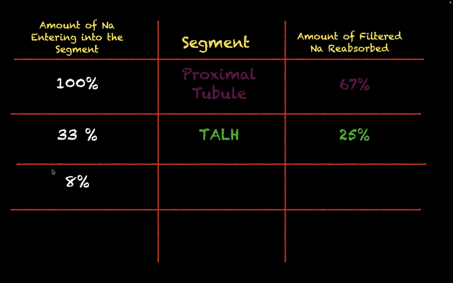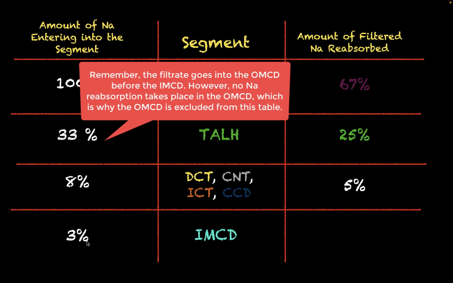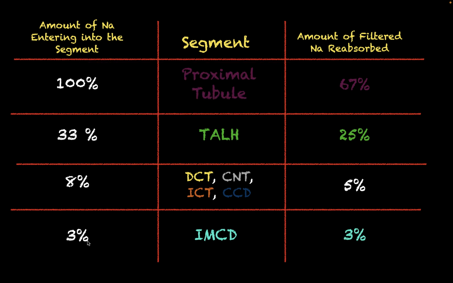So this remaining 8% will then go through the four segments here, and these four segments collectively reabsorb 5% of the filtered sodium. So this then brings down the amount of sodium in the filtrate to around 3%. So 3% of the filtrate that entered into the tubules is now remaining in the tubules. So the remaining 3% will then flow through the inner medullary collecting duct, and the inner medullary collecting duct will basically reabsorb the grand majority of that, leaving only a very small amount left behind in the filtrate.